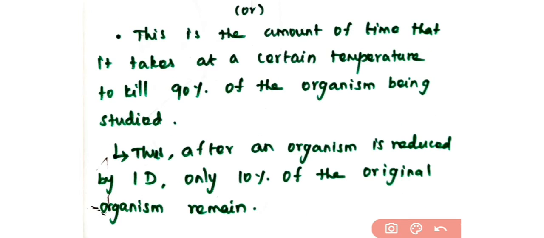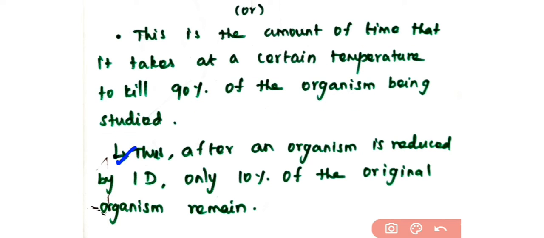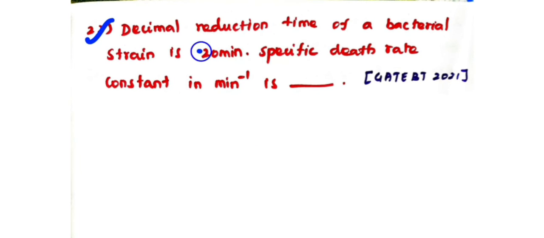Or in other words you can define D value as the amount of time that it takes at a certain temperature to kill 90% of the organism being studied. After an organism is reduced by 1 D, only 10% of the original organism remains. The problem is: decimal reduction time of a bacterial strain is 20 minutes. Then what is the specific death rate constant in minute power minus 1?